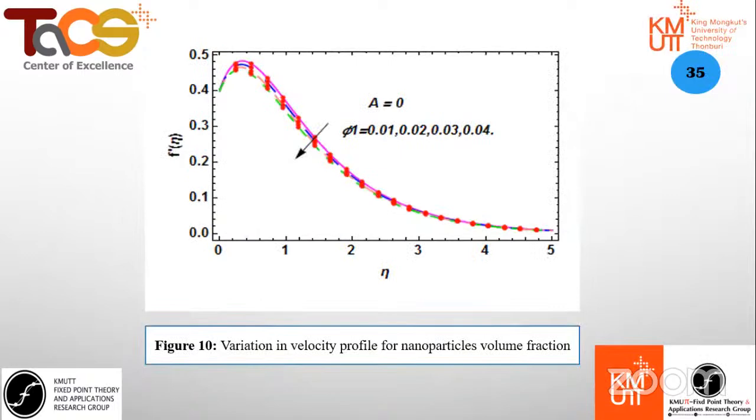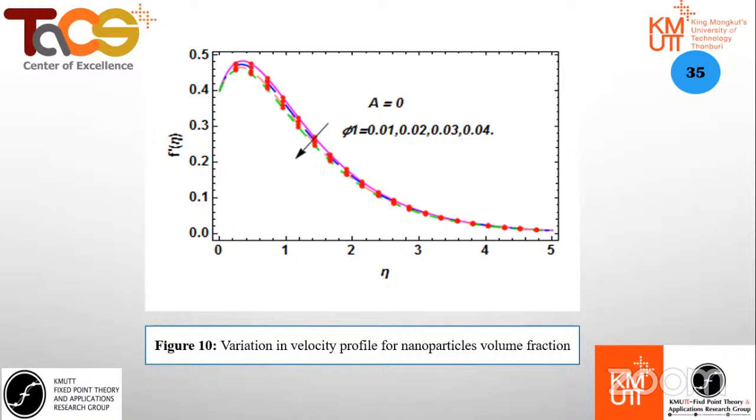Okay, figure 10 shows the variation in the velocity profile for nanoparticles volume fraction. So we have a lot of figures which are plotted for the volume fraction. Here, if you see, phi one shows the first nanoparticle, as Mr. Muhammad Ramzan discussed, that we have taken hybrid nanofluid. We have taken two nanoparticles, silver and magnesium oxide, and they are mixed to form a hybrid fluid and the base fluid water. So here phi one shows the concentration of silver nanoparticle.